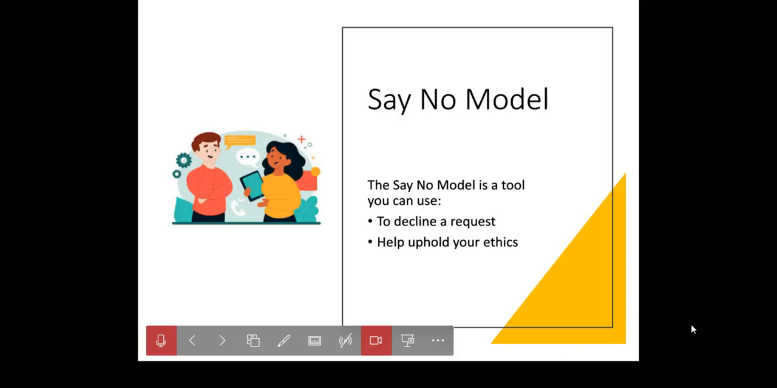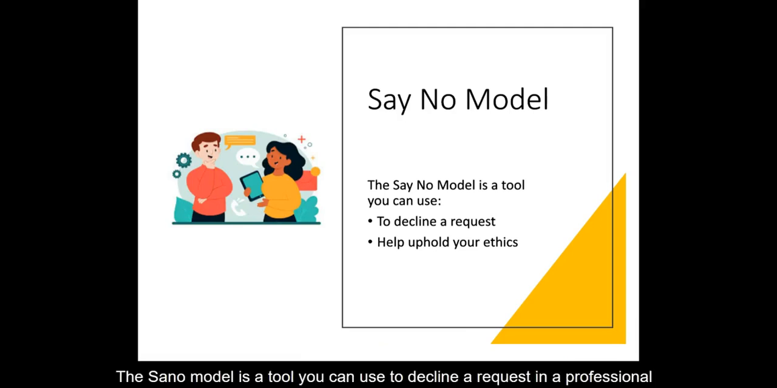The Say No model is a tool you can use to decline a request in a professional manner. And this is important because there will be times when you will be asked to do things that are not within your scope and role, and you will have to decline. In essence, you will have to say no in order to uphold your ethics.